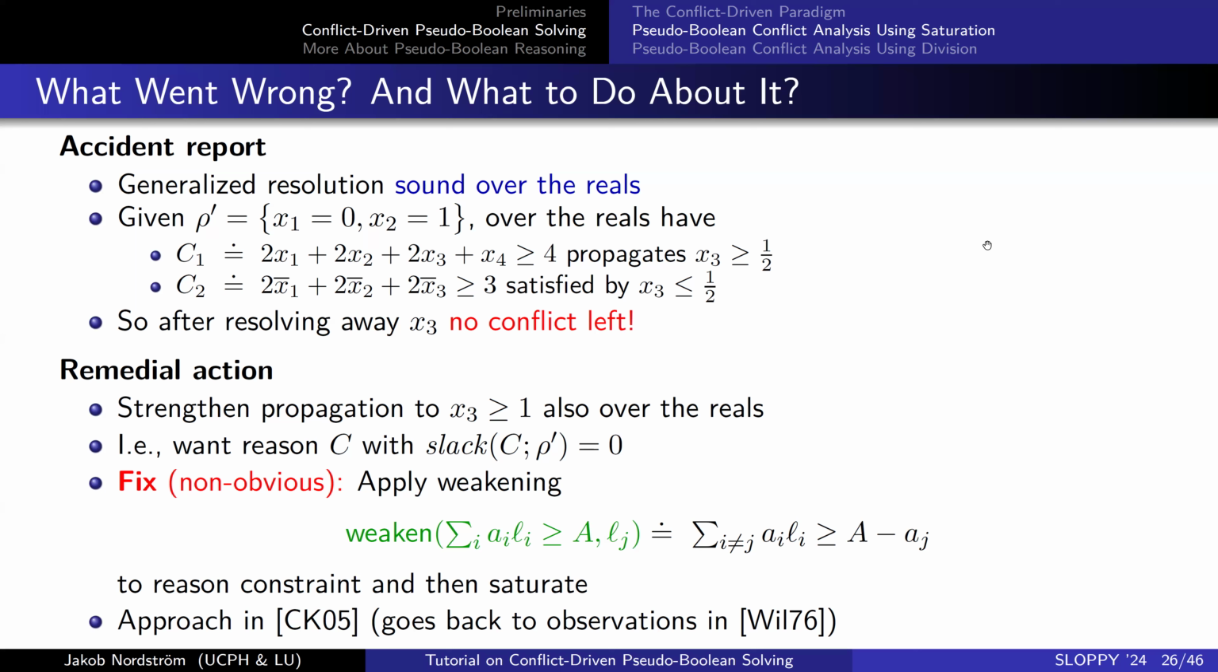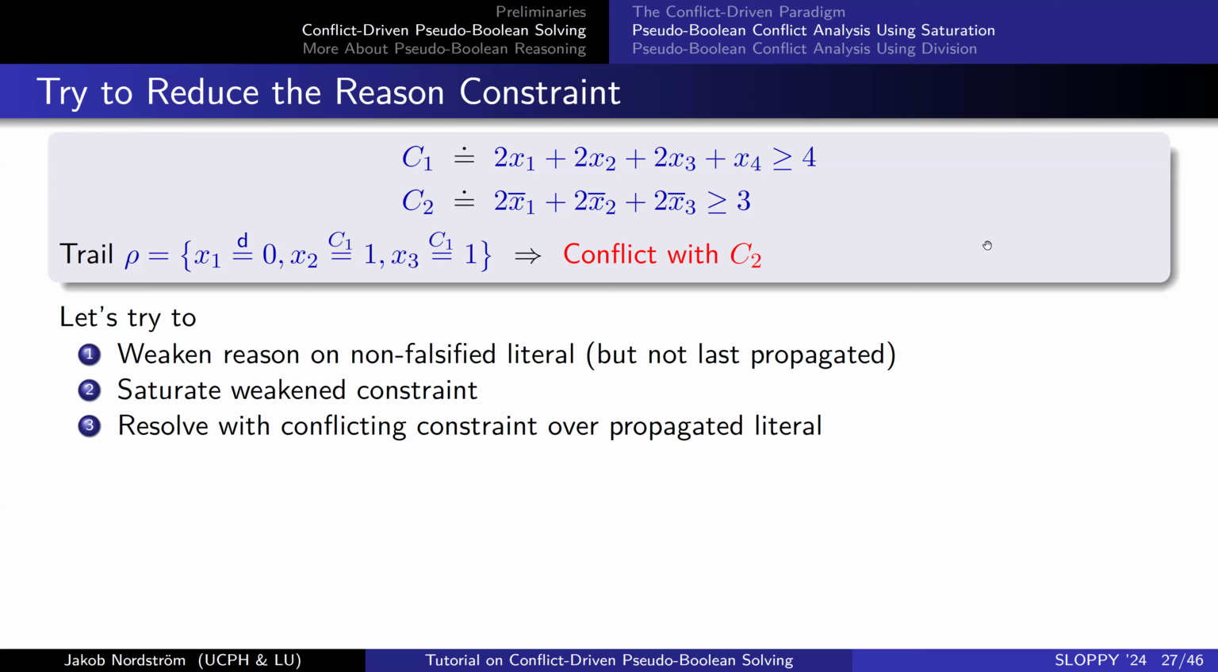Well, I claim that one thing we can do is apply weakening: take some literal Lj that appears in my constraint, and just remove it, and look at what we have left. We say the sum over the other literals must contribute at least A minus the coefficient of the one we removed. So we're going to do this, and then we're going to saturate, and then we're going to try again. And this is essentially what Chai-Coleman did in Galeno. Okay, let's see what happens. We want to weaken on a non-falsified literal, but not on the propagated one, because then we can't resolve. And then we saturate, and then we resolve.